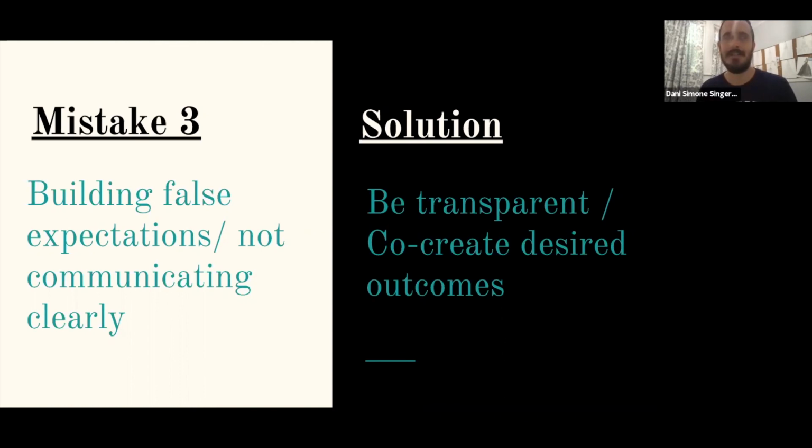Otherwise, you start to sound like someone who's changing your story, someone who's lying, which isn't good to do to a group of people that don't trust you to begin with. And so be transparent and co-create desired outcomes with your community partner. And then also, transparency, that's very important as you go about your research.